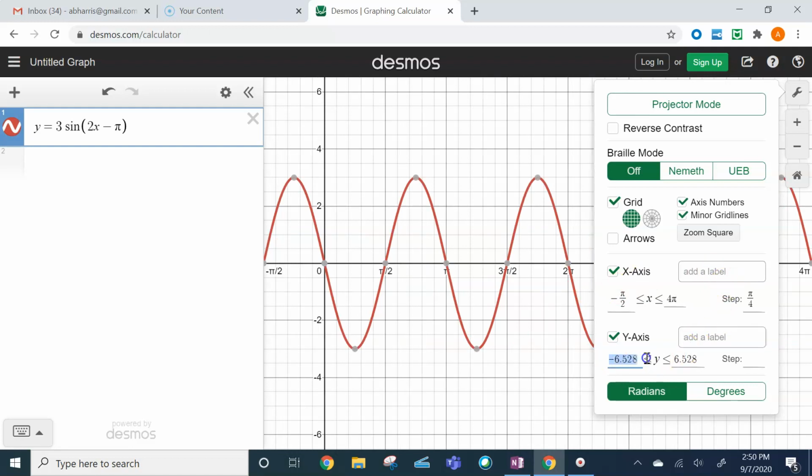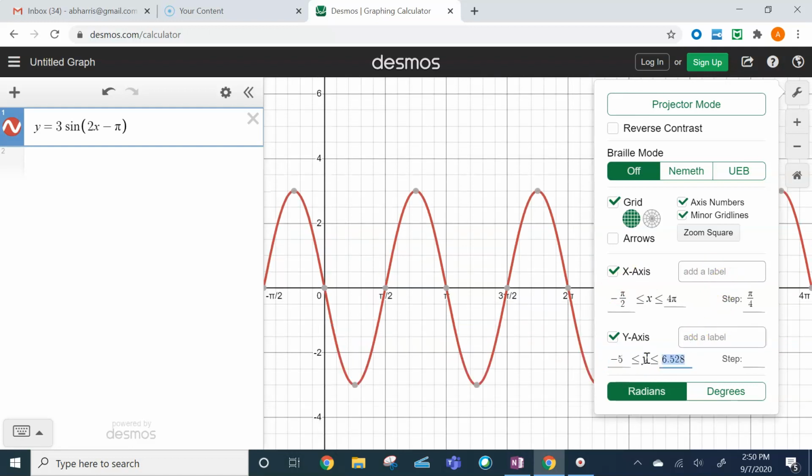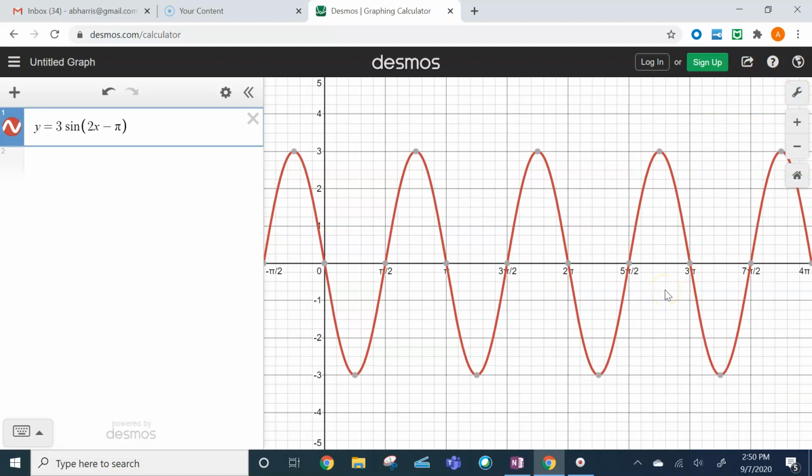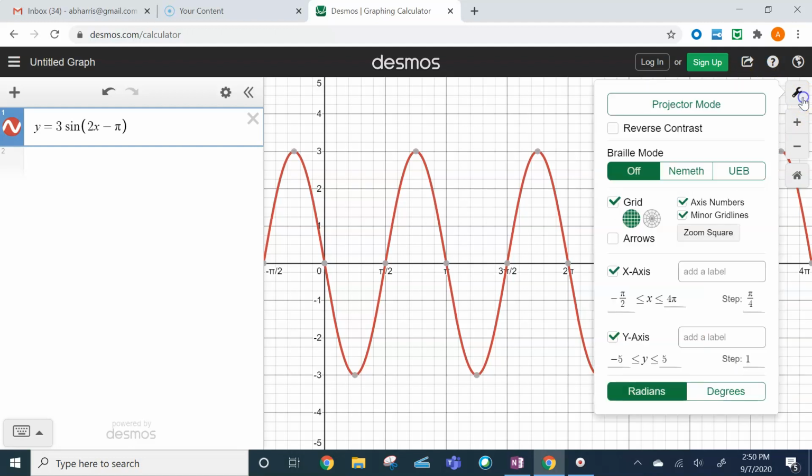And then we'll just go from like negative 5 up to 5. Step 1 there. Make sure you're in radians. And you know what? Let me label each. Yeah, I went by a step of pi fourths. That's fine.